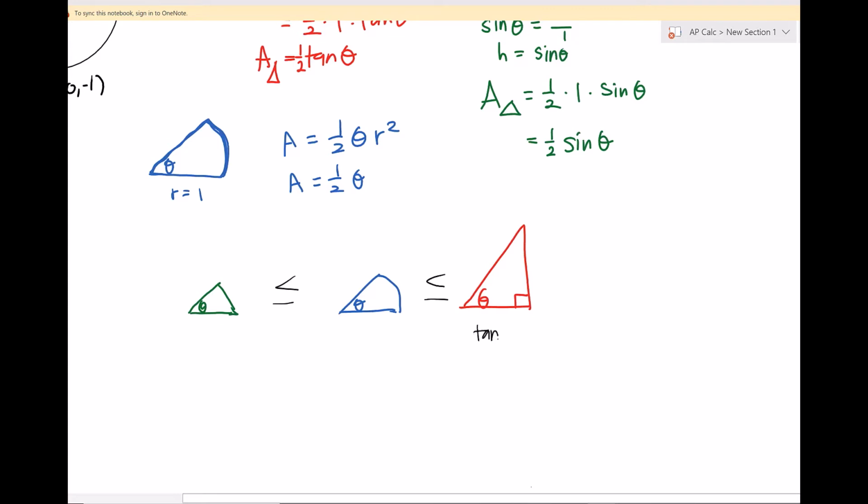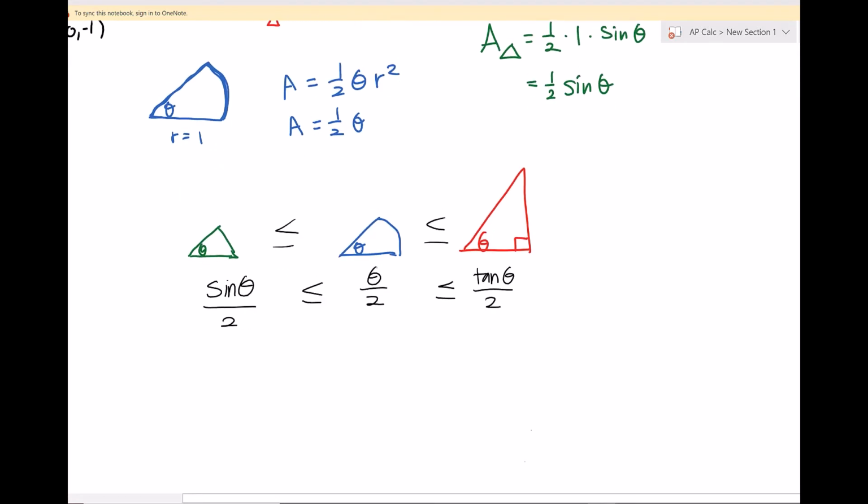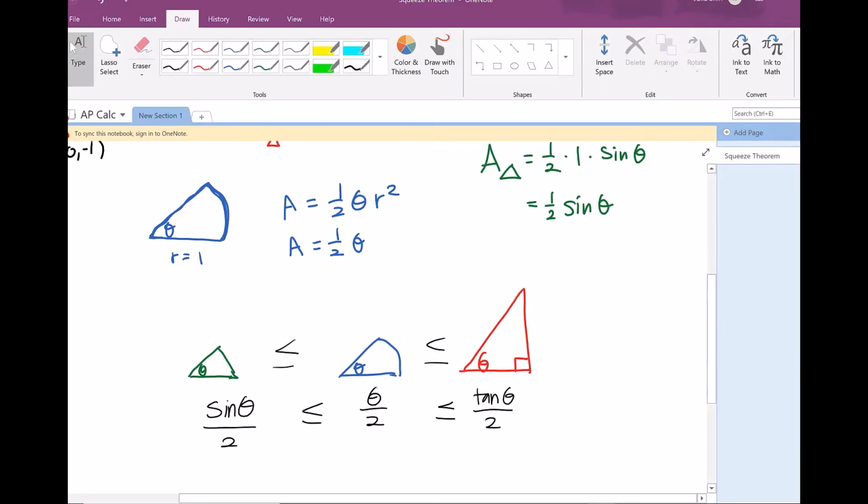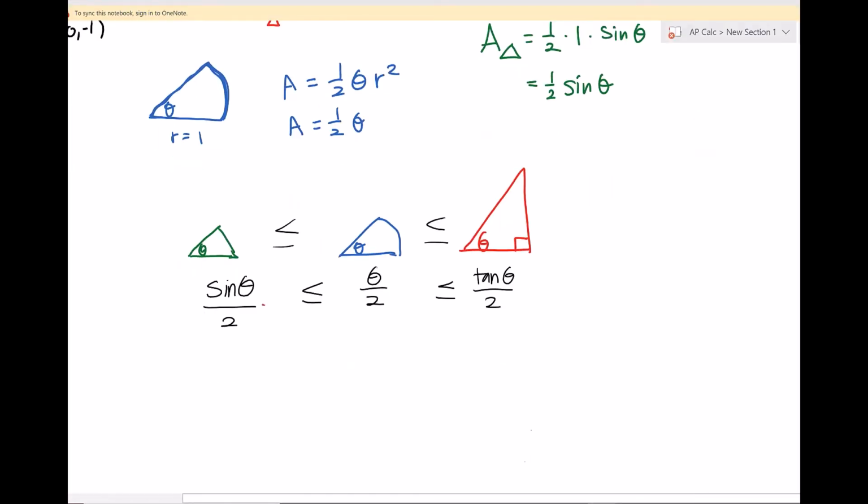We'll say tangent theta over 2. For the blue, we found that it's theta over 2. And finally, for the green, we found that it's sine theta over 2. So now when we multiply each expression by 2 over sine theta, something fun's going to happen. And the reason why we do this is because it's legal. It's legal math. We're not changing this inequality.